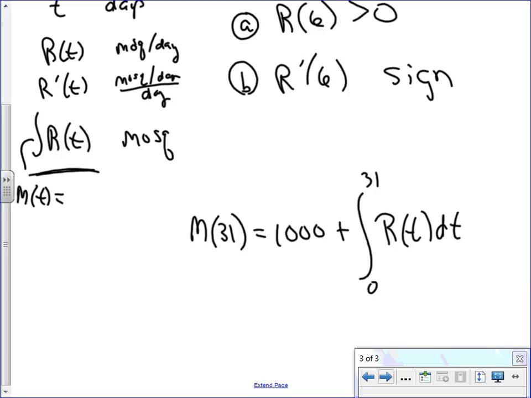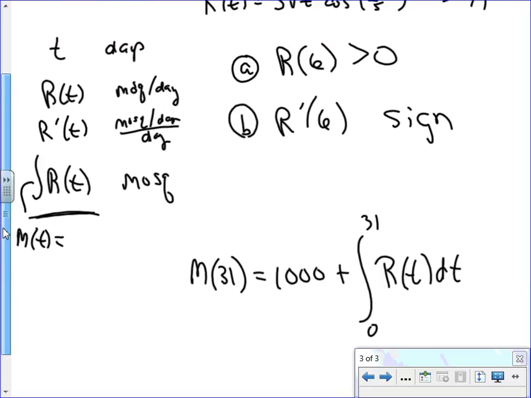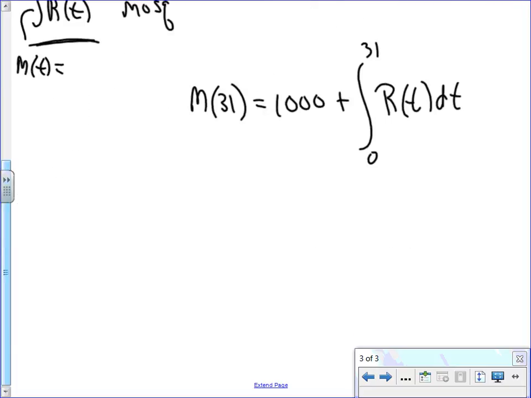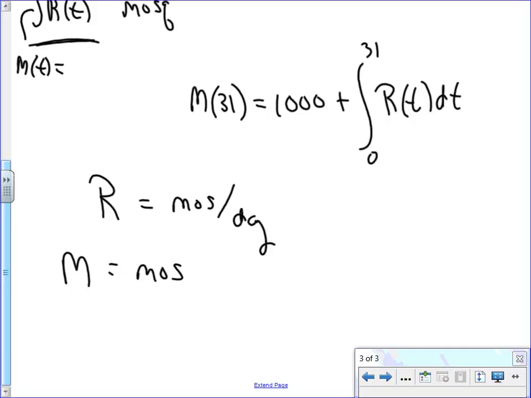Nice and loud. I understand letter A, but how do you know to use R2 instead of R prime? Okay, this is that business of understanding that R is mosquitoes per day. Somewhere there's a function that they didn't name called M, which is mosquitoes, and M prime is R.